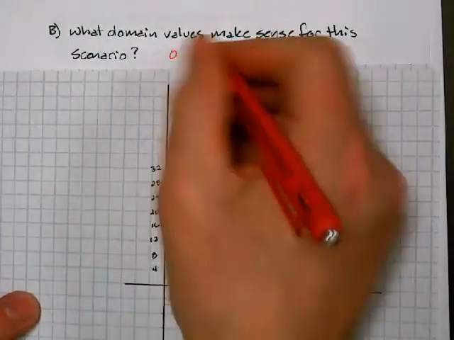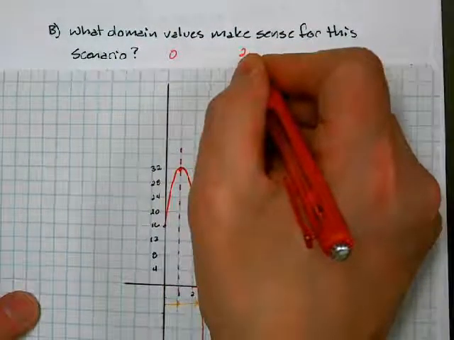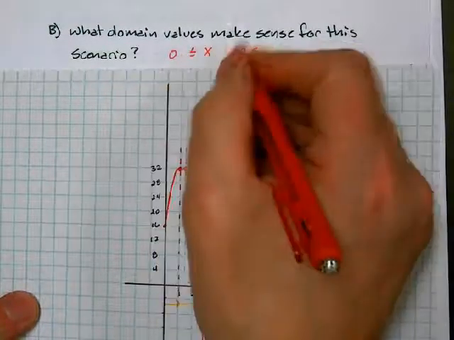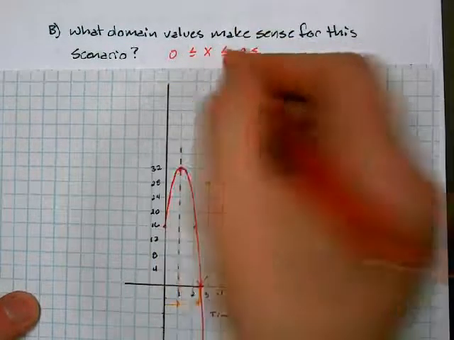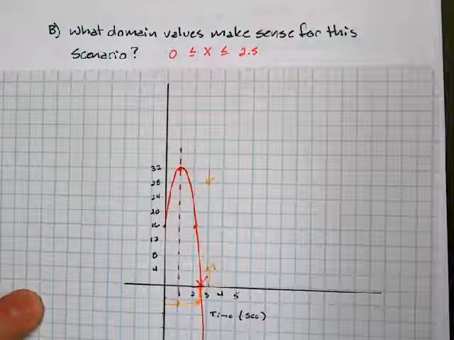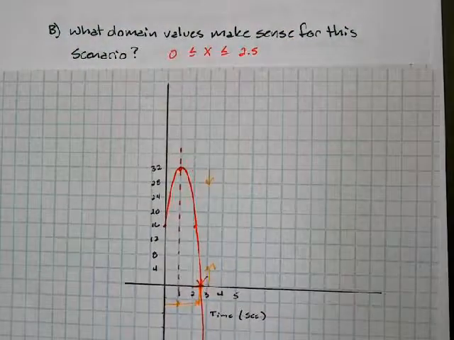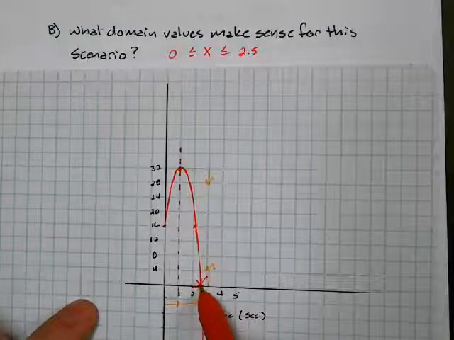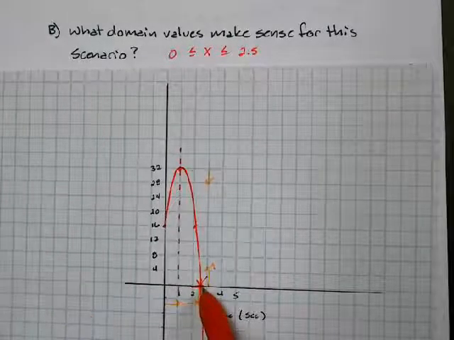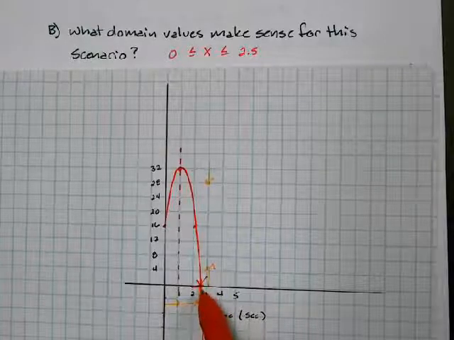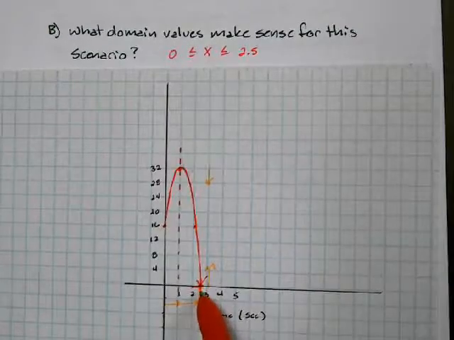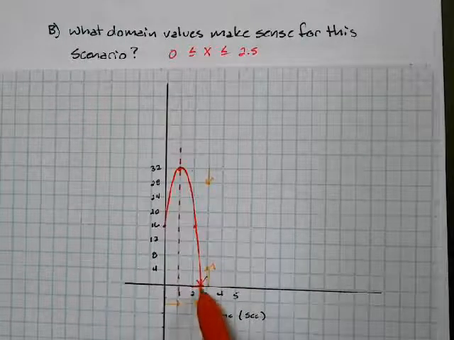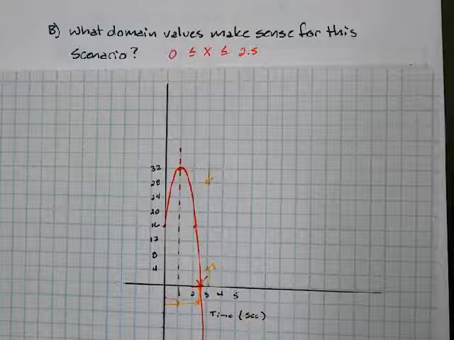That's an approximate. So we would say x is greater than or equal to 0 and less than or equal to 2.5. That makes the most sense for this scenario because once it hits the ground, it's not going to change its height anymore. And that's going to be at about 2.5 seconds. I don't know. We're eyeballing it here. So 0 seconds, he throws it. 2.5 seconds, it hits the ground. That's probably, for this scenario, the most likely time that we would see.